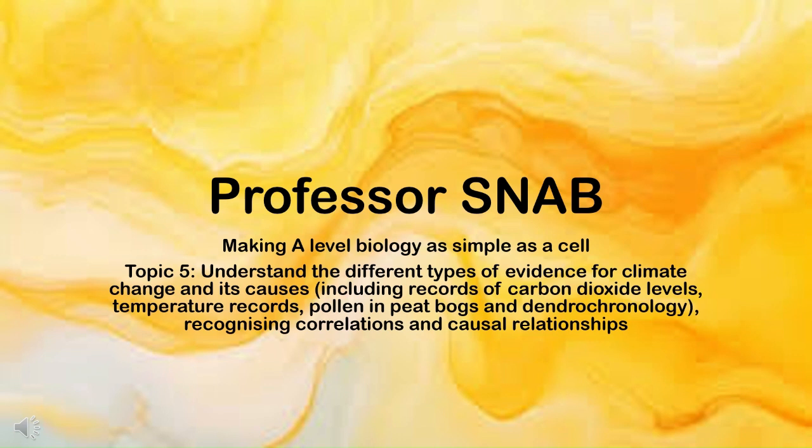So today we're understanding the different types of evidence for climate change and its causes. And these include records of carbon dioxide levels, temperature records, pollen and peat bogs, and dendrochronology. And you will also be recognizing correlations and causal relationships.